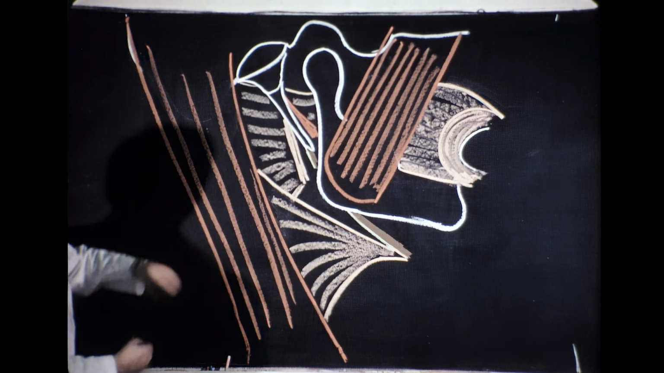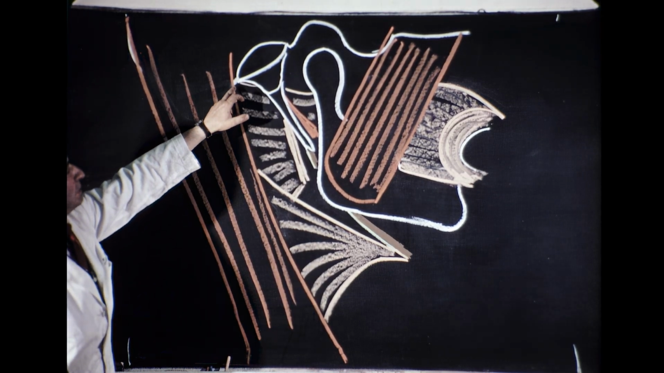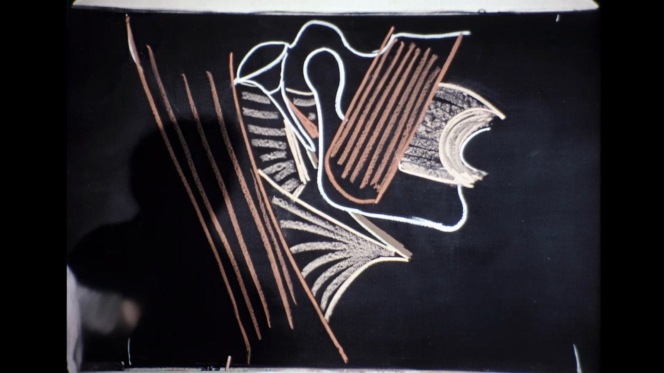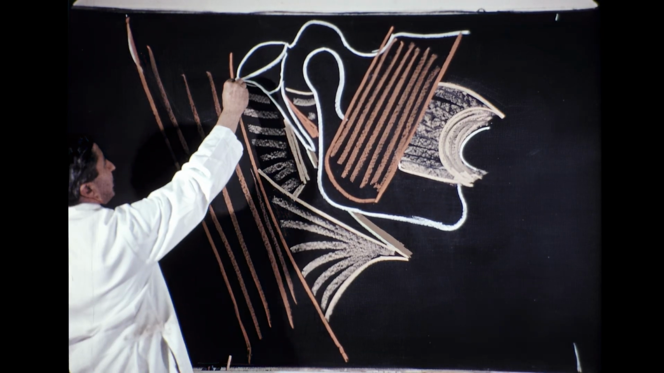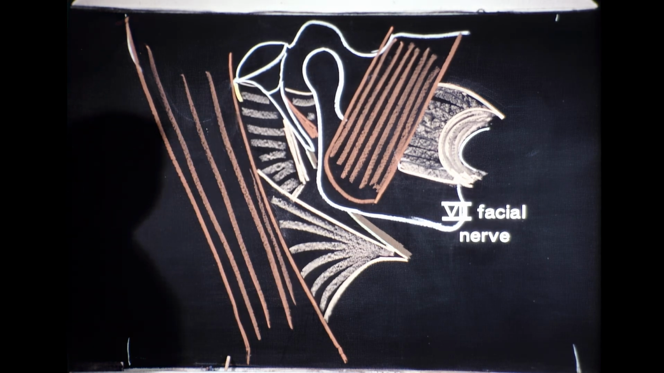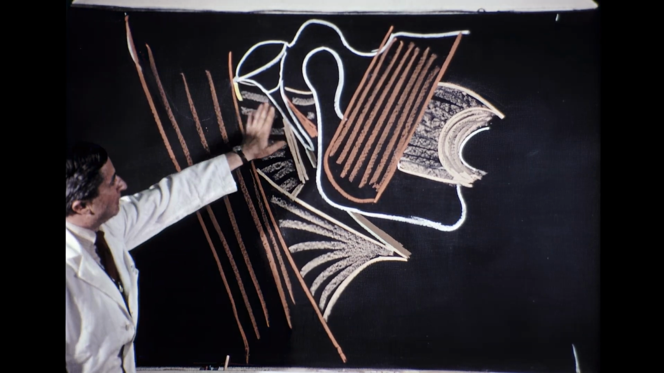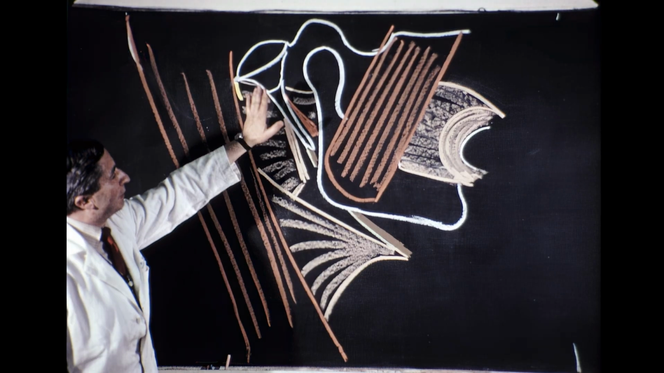Coming out of the skull, between the styloid process and the mastoid process, there's a small hole there, the stylomastoid foramen. Coming out of the skull in that situation is the facial nerve. And I'm just going to leave it there, coming forward. So we've now built up the bed for the parotid gland.